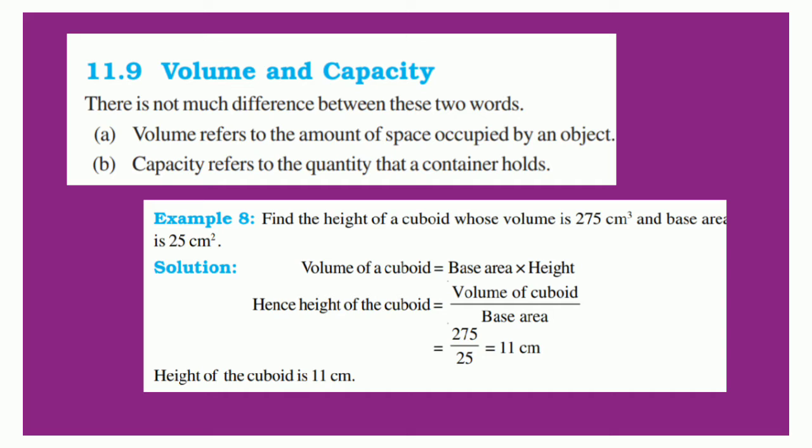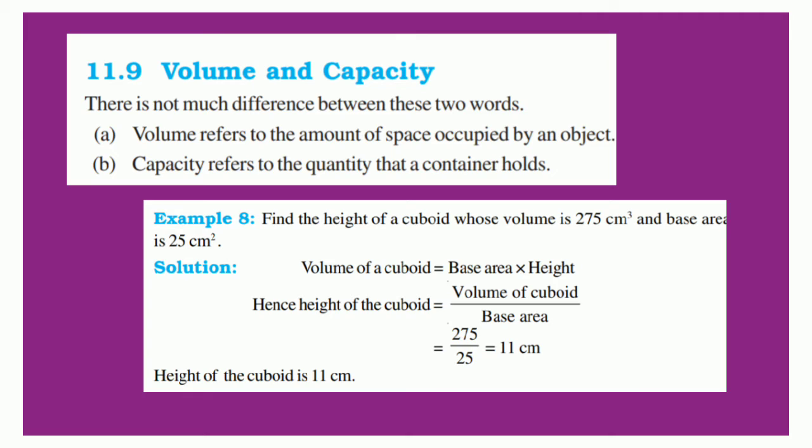Then the first question: find the height of a cuboid whose volume is 275 centimeter cube and base area is 25 centimeter square. See, in this question, you can observe that one unit is centimeter square and the second one is centimeter cube. So here, centimeter square is the unit of area and centimeter cube is the unit of volume.